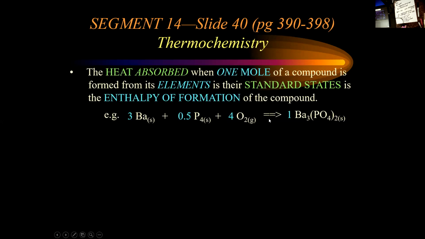I've balanced it in a way that gave me 1 mole of product. And the energy of that reaction, we're going to put in the back of the book as our energy of formation of barium phosphate. It would be for this reaction. Doesn't matter that we can't carry out that reaction. We can carry out other reactions and do the same thing.